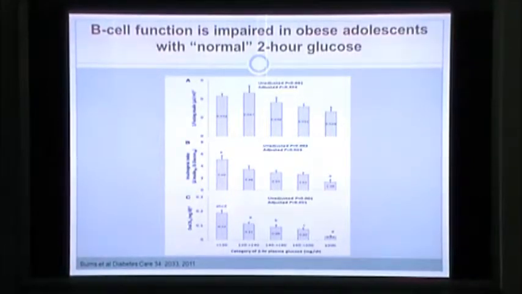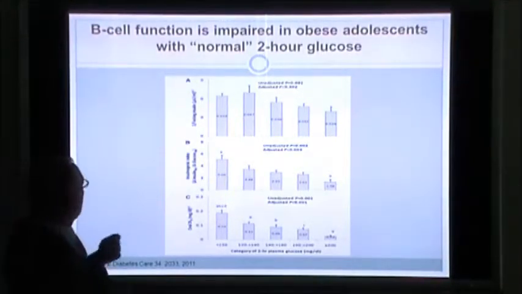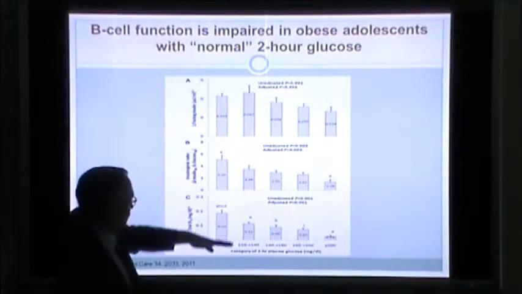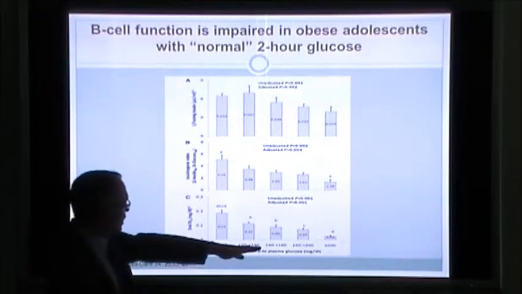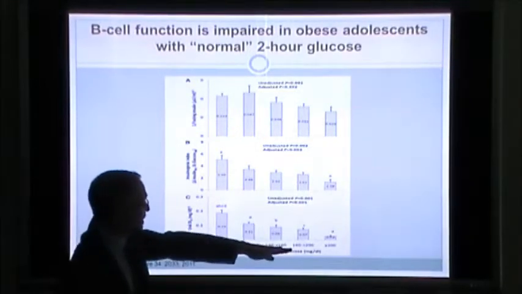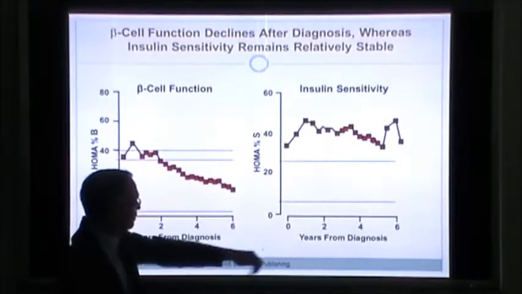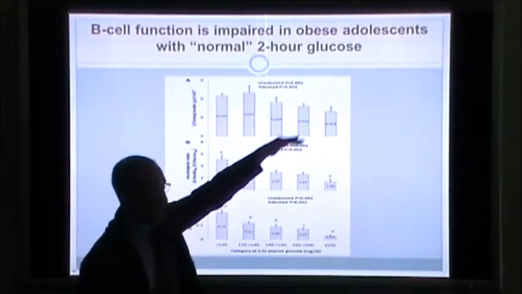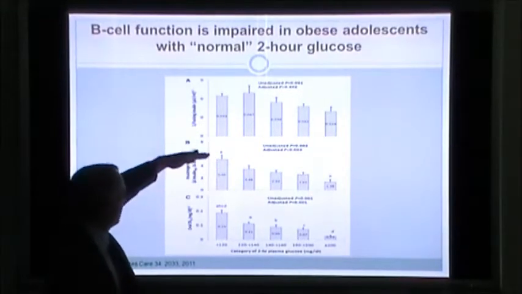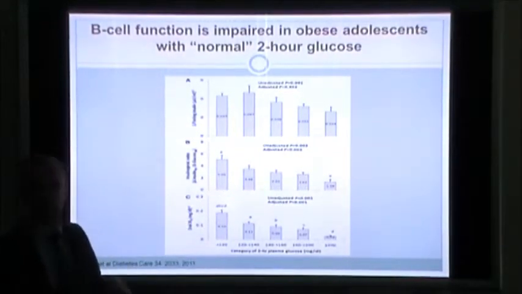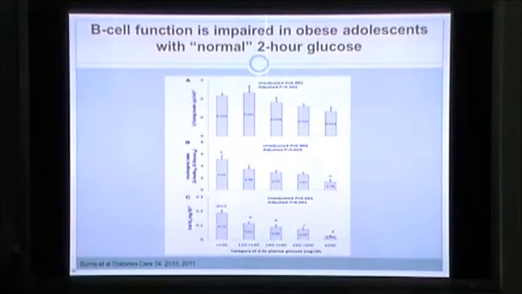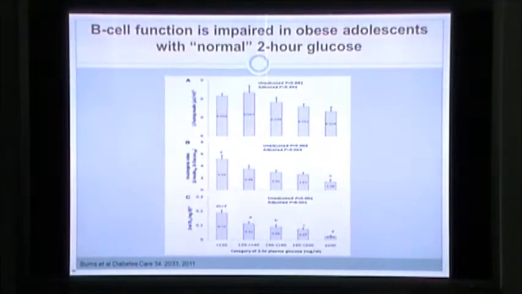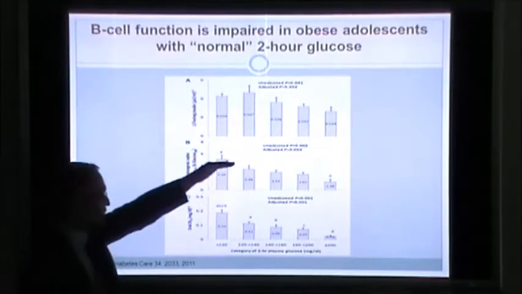The same is true if we look at 2-hour glucose. Again, the top is a measure of insulin resistance, and we see that as we go from less than 120, to 120 to 140, to 140 to 160, which is now impaired glucose tolerance, resistance is worsening, but more dramatically there is loss of insulin secretion. So it's not insulin resistance that's worsening as you increase your 2-hour glucose. In fact, it's insulin secretion.